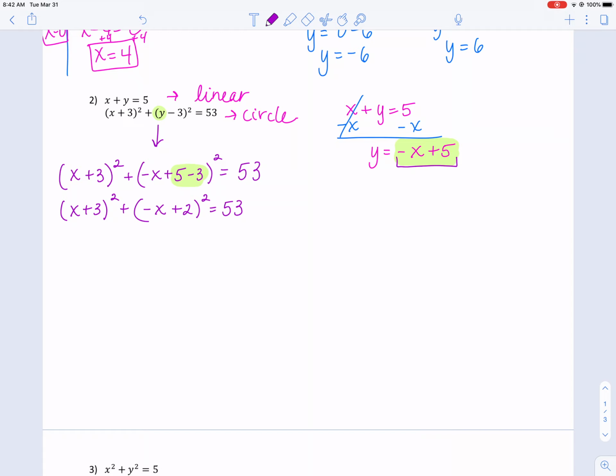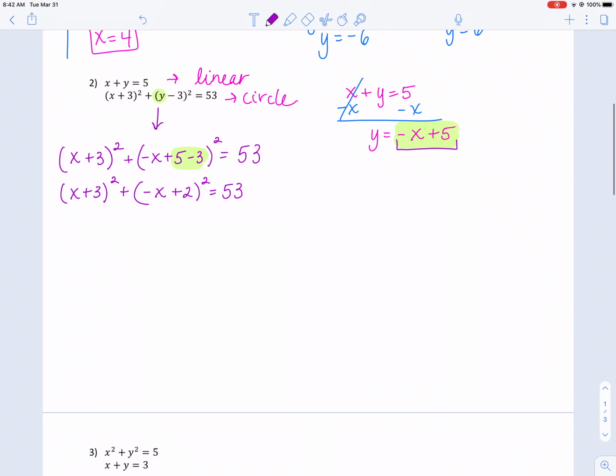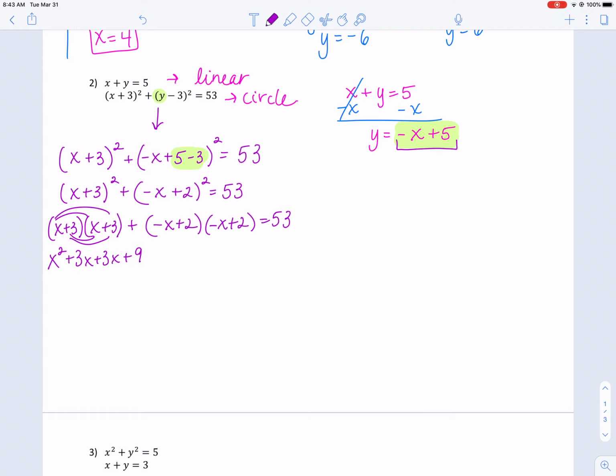You could either do double distribute or the box method. So I'm going to just show this means x plus 3 times x plus 3, and this means negative x plus 2 times negative x plus 2. Okay, so if I double distribute, I get x squared, a 3x and another 3x, and a 9. 3 times 3 is 9. If I do it again here, double distribute, I get positive x squared, negative 2x, another negative 2x, and positive 4. Okay, so we have a lot of like terms.